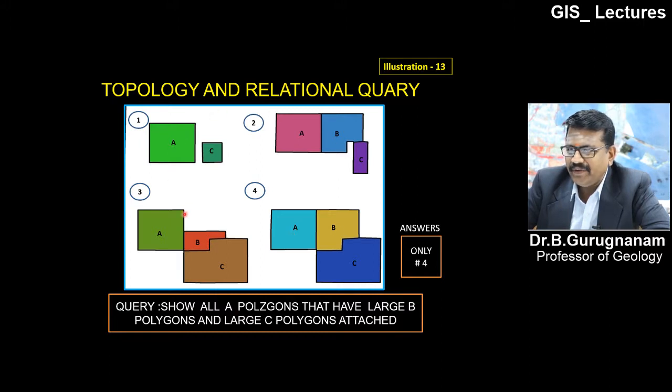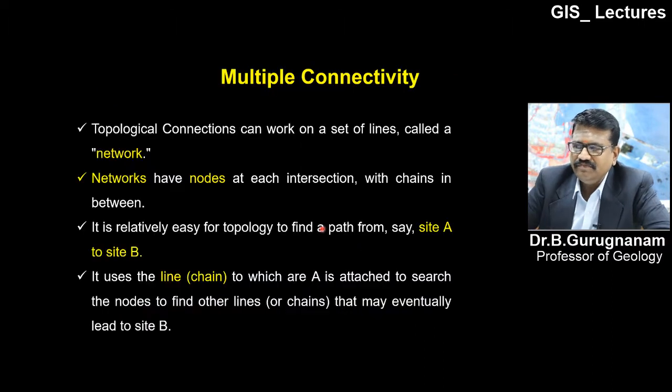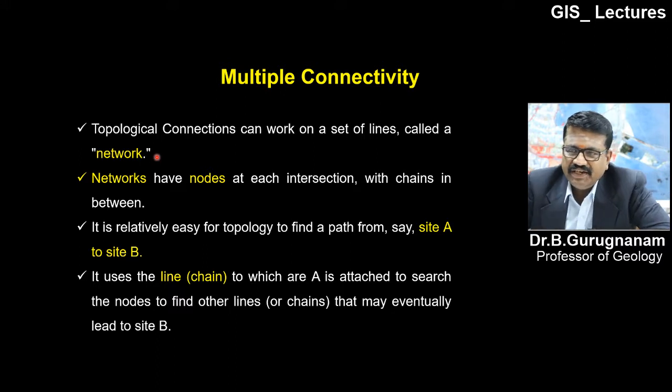But comparatively among these 4 combinations, set 4 shows a polygon that has a large B and large C polygons attached. Suppose you ask to show polygons that have a large B polygon and large C polygons attached, what will happen? Immediately this will come. So multiple connectivity is the speciality of the topology.